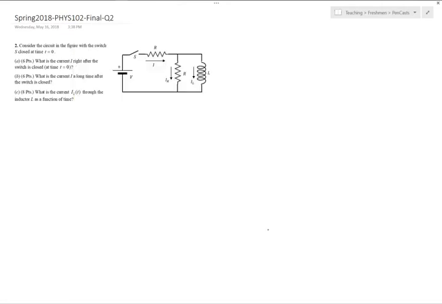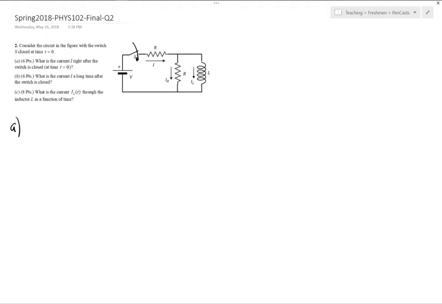Okay, this is the second question of the final for Physics 102 in spring 2018. We're asked to consider a circuit that has two resistors and an inductor and a DC voltage source. And there's a switch which is closed at time t equals 0. Before the switch is closed, all the currents are 0.